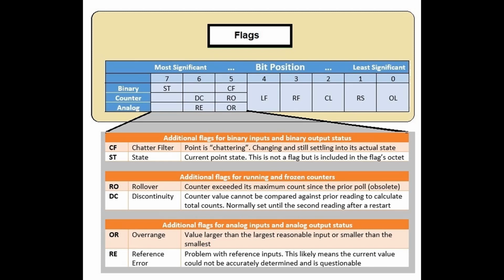The last set of flags are for analogs. The overrange flag means the value is larger than the largest reasonable input or smaller than the smallest possible input for this point. A reference error, the RE flag, says there is a problem with reference inputs associated with this analog. This likely means that the analog value could not be accurately determined and is questionable.